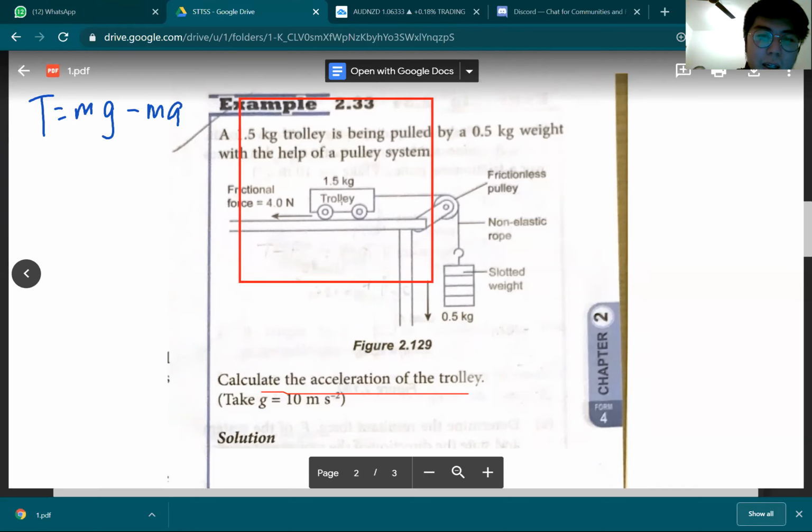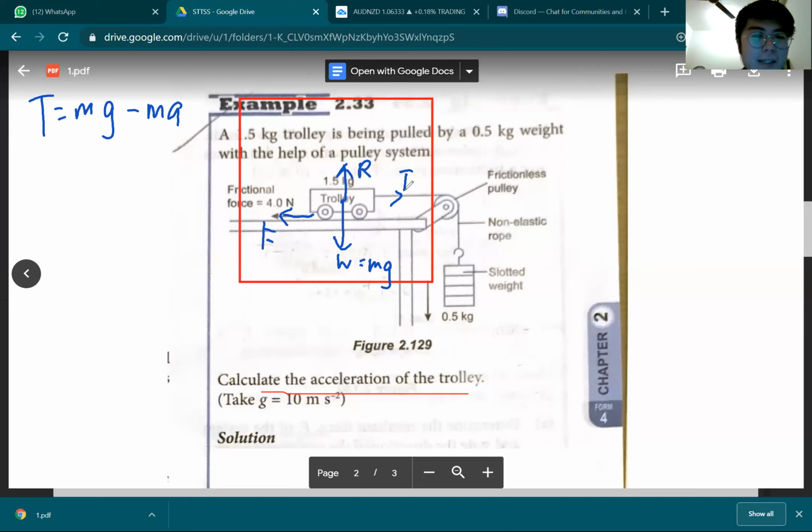So trolley here, where is my mg? Always acting downward. W equals to mg. Now, since this trolley is on the table, right? It's on the surface, so there is a reaction force pointing up, and also there is frictional force. This one, F, is equals to 4, and also there is a tension force here, T, acting to the right. So you have 4 forces here.